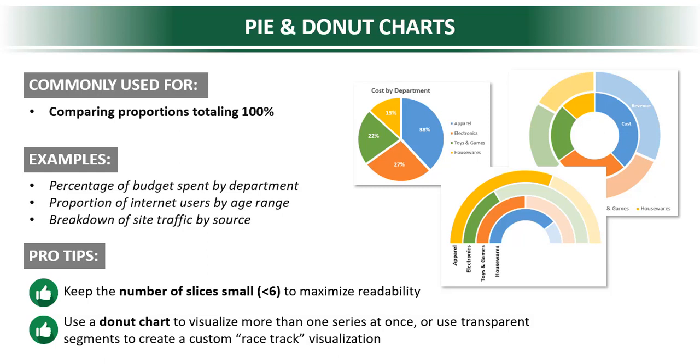Hi guys, in this session we'll discuss pie charts and donut charts. These charts are commonly used for comparing proportions totaling 100%. You can observe there is a pie chart and a donut chart.